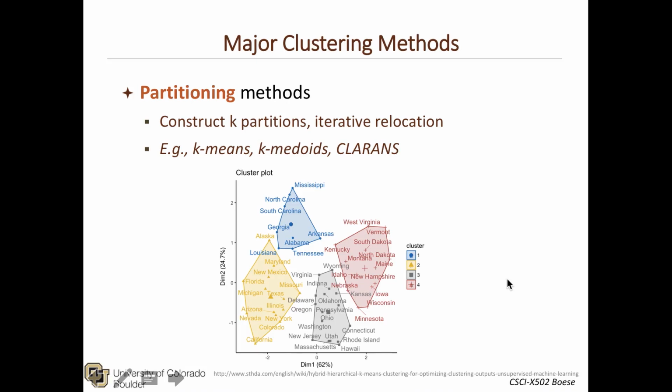So major clustering methods, we'll start with partitioning methods, where you partition the data into K number of partitions. So we usually use the letter K. So K-means or K-medoids, very similar algorithms. We'll talk about the difference between those two. And there are other algorithms as well on partitioning specifically.